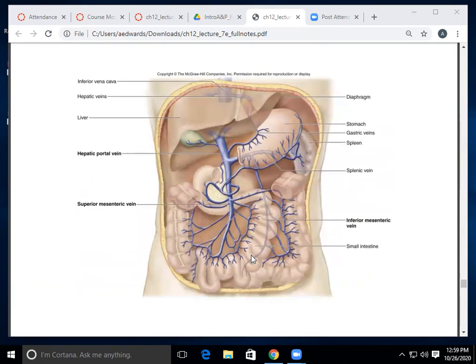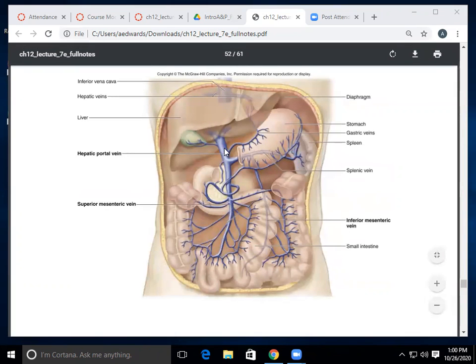All right, so here's a picture of that. Here's your hepatic portal vein. You can kind of see it behind the stomach, your splenic vein feeding into the hepatic portal vein. Your gastric veins also feeding into it. Superior mesenteric vein from your large intestine feeding into the hepatic portal vein, and they're feeding into the liver, having processing going on there, and then feeding into the inferior vena cava.